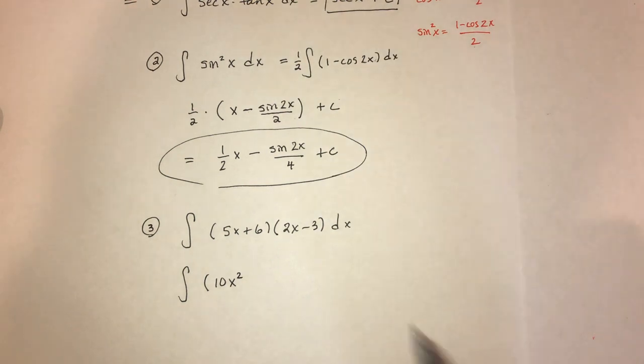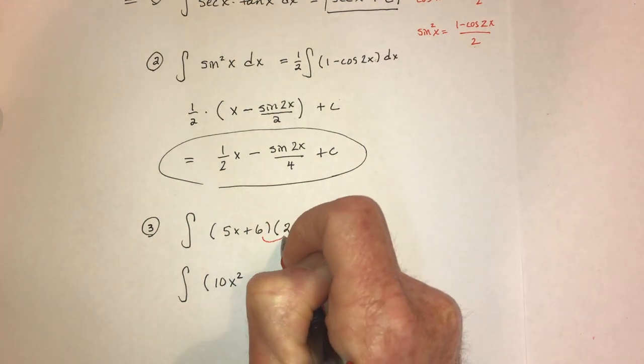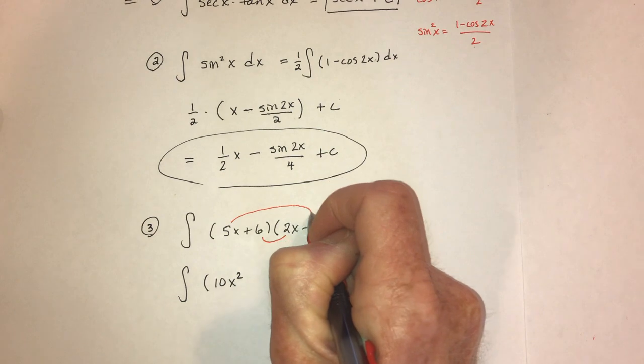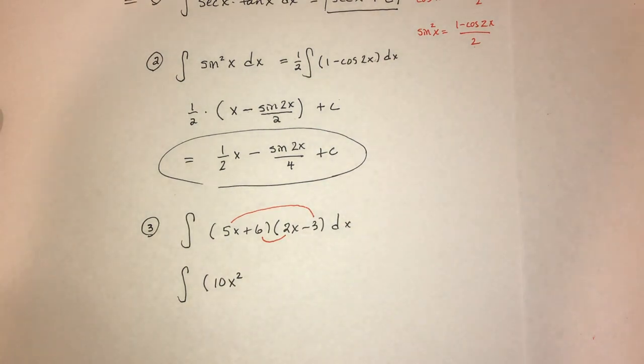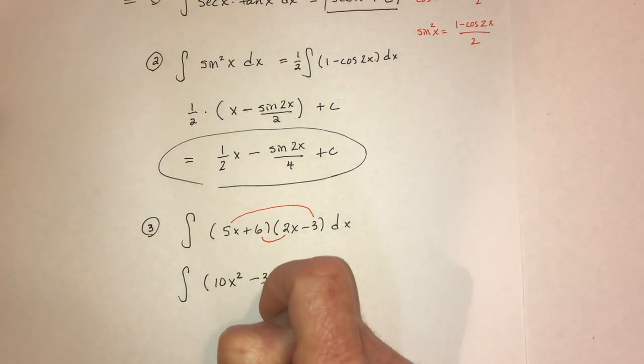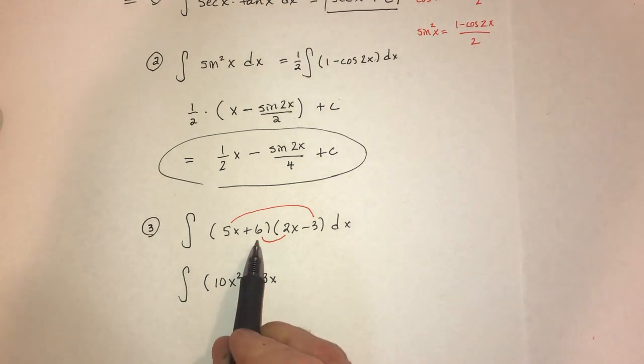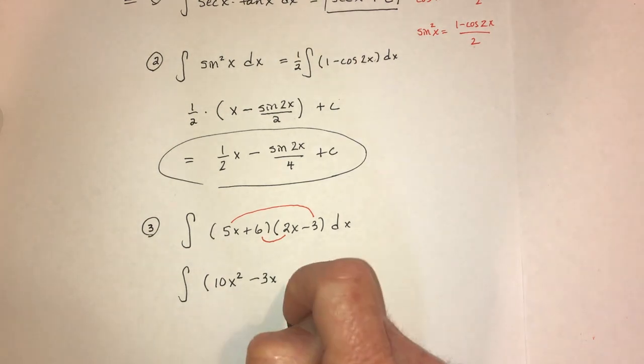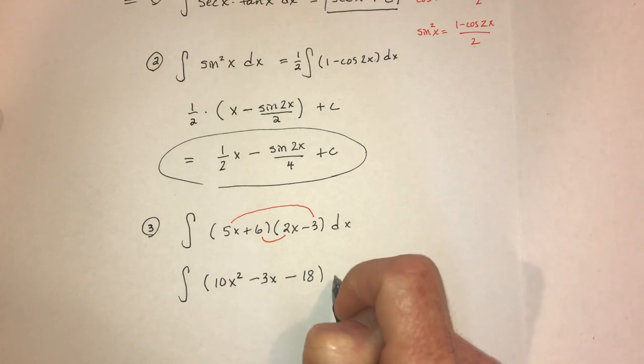For the middle term, there would be a 12x minus a 15x. That's going to be minus 3x. And for the last term, there's 6 times negative 3, so that's negative 18.